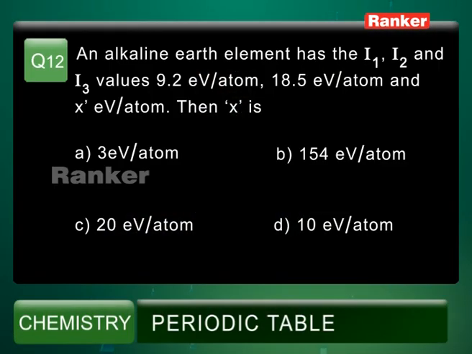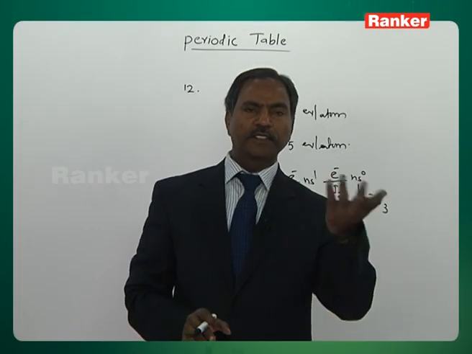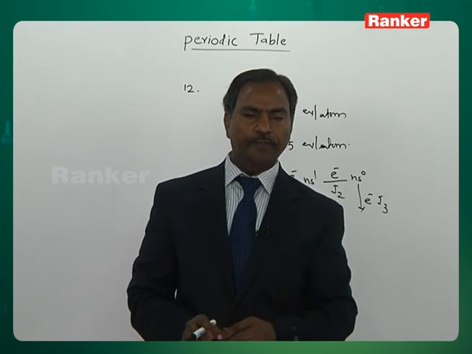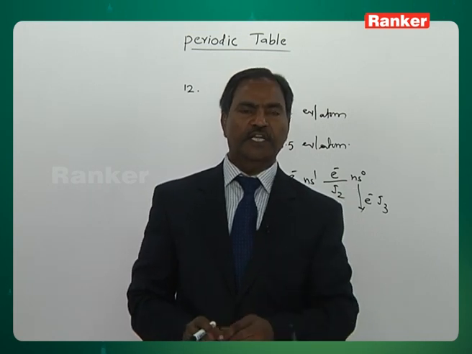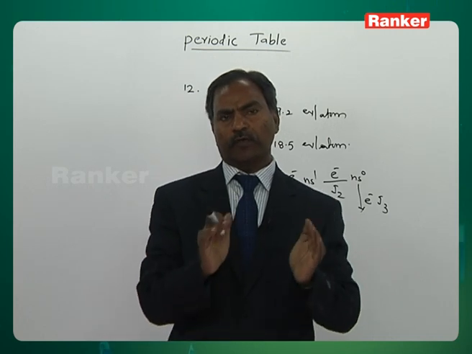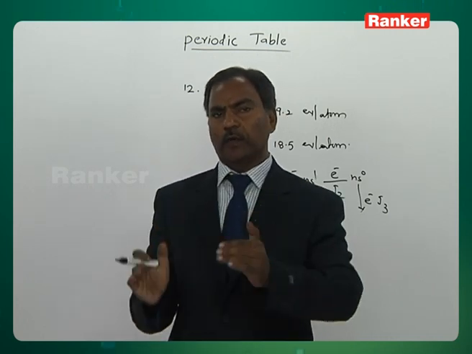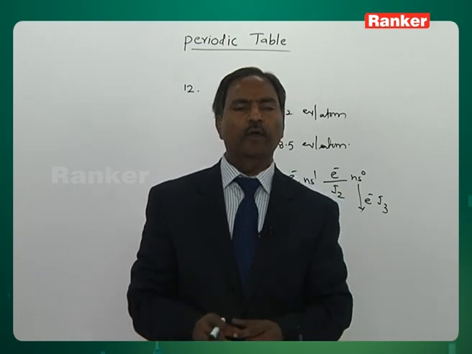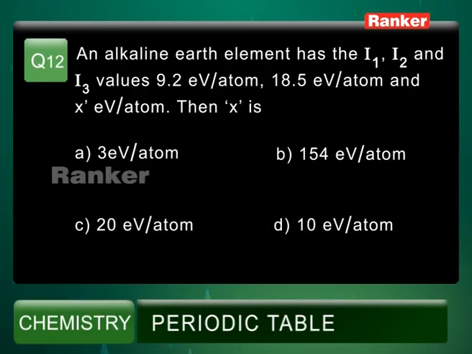Let us see the answers. Option A is 3 electron volts, B is 154, C is 20, and D is 10. Option A is even less than the first IP, option C is 20, near the second IP, and option D is near the first IP. Therefore, there should be a large difference between the second IP and third IP. That will be alkaline earth metals, or second A group elements. Therefore, the 12th question answer is B.